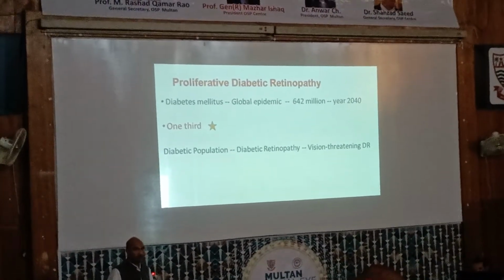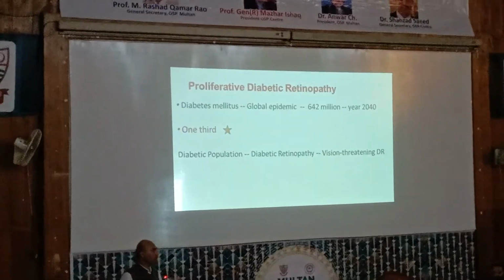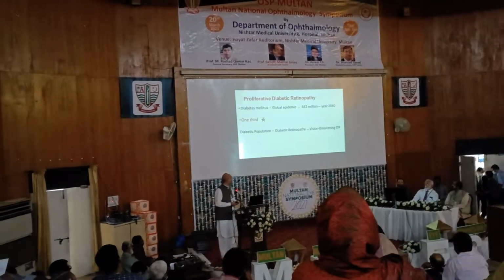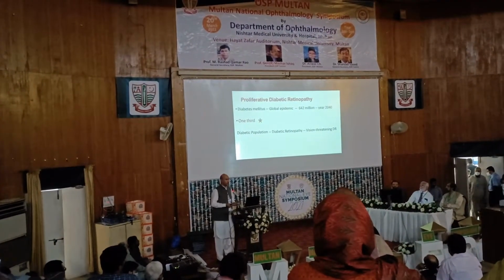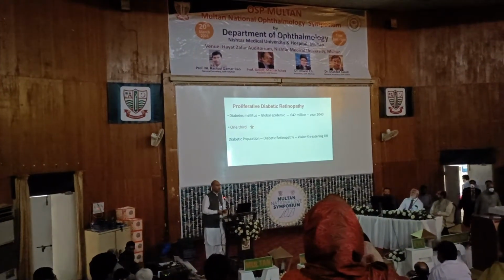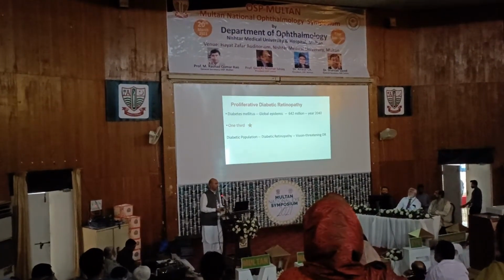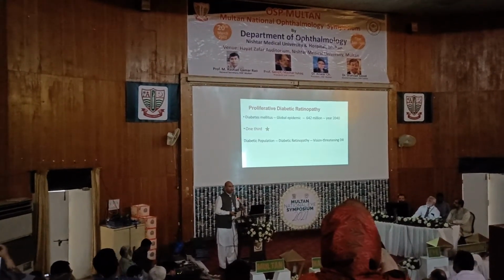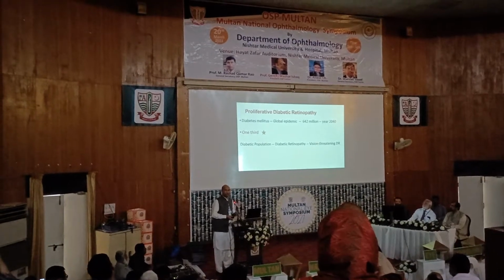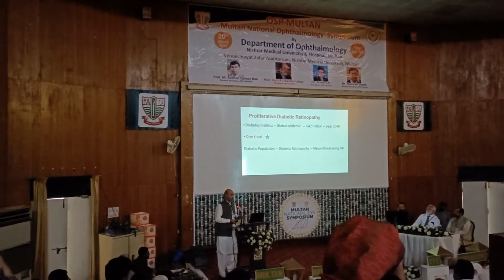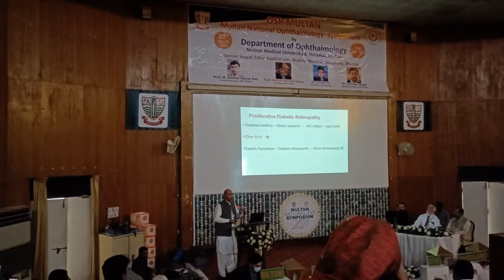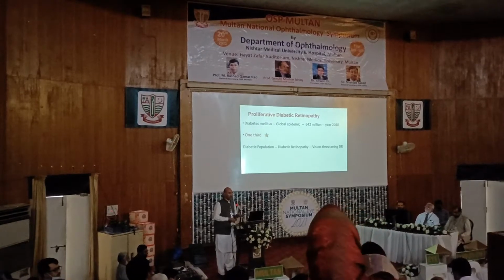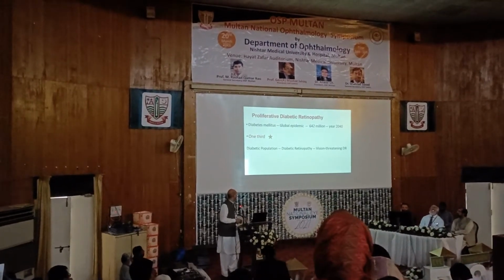One simple figure I would like all of you to remember regarding diabetic retinopathy is the figure of 1/3. If there is a diabetic population, 1/3 of this diabetic population will be having features of diabetic retinopathy. And among these individuals, 1/3 will be having features of diabetic retinopathy which will be threatening to the vision. And they may need intervention in the form of anti-VEGF, laser or surgical intervention.